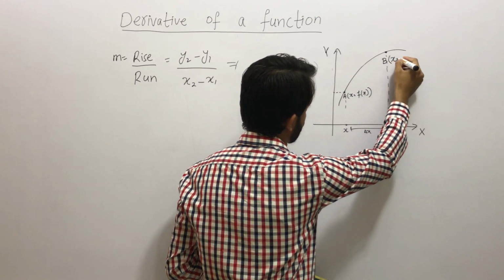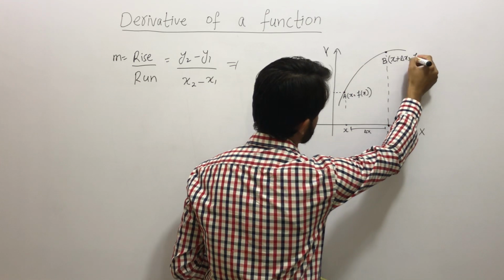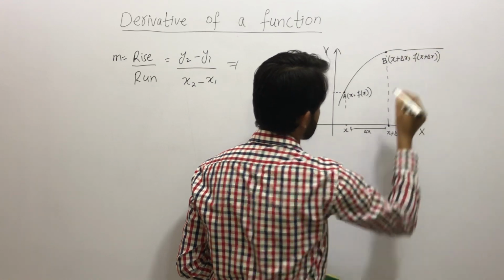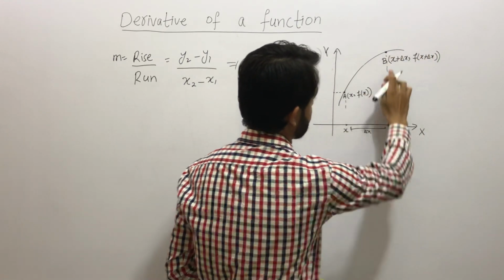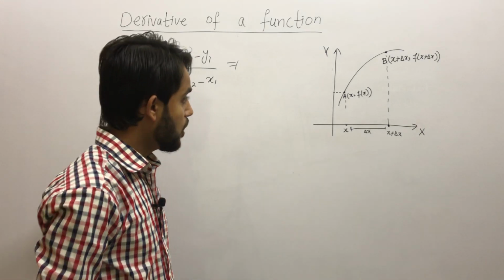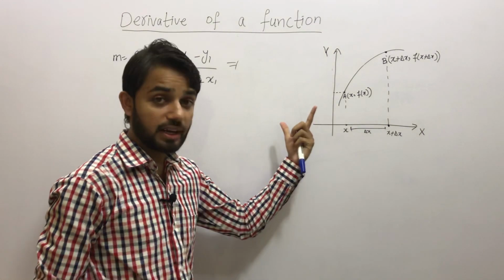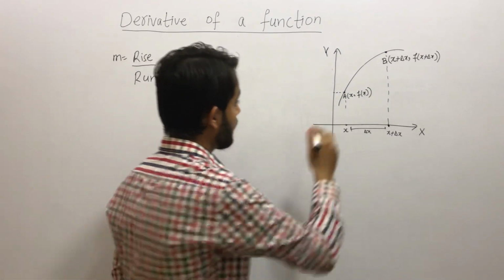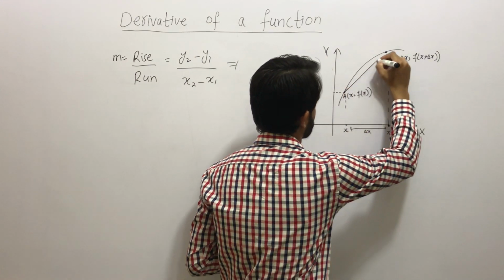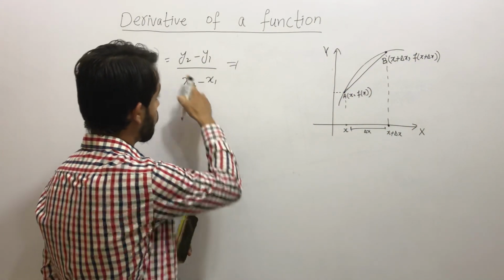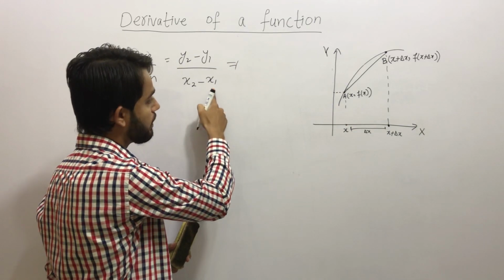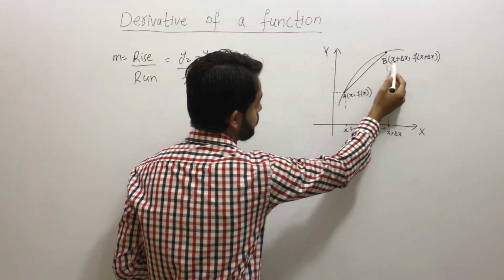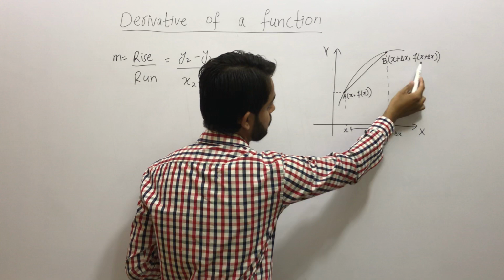So the coordinates of point B will be x plus delta x, f of x plus delta x. So now this will be your point B. Once we want to find the rate of change, like I said, rate of change means the slope. So the slope between these 2 points will be y2 minus y1 over x2 minus x1. So let's say this is your x1, y1, x2, y2.